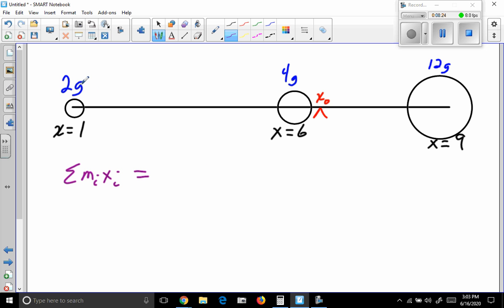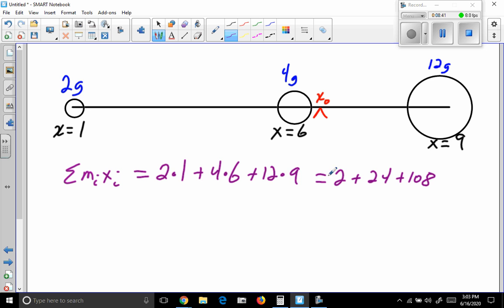So it's the mass here times this x. So 2 times 1. The mass here times its x. The mass here times its x. So we have 2 plus 24 plus 108. So that's 134. And then our total mass, we have 2 grams there, plus 4 grams there, plus 12 grams there. So we have a total of 18 grams for our mass.